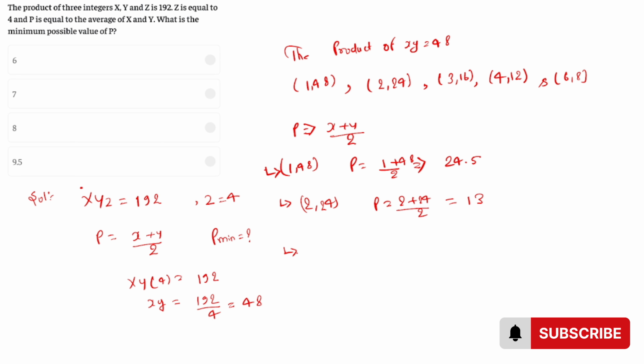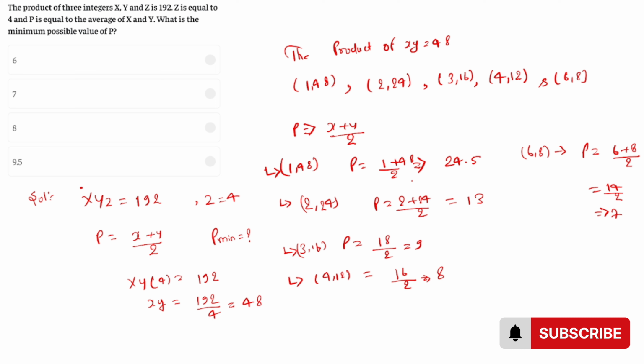Check for 3 and 16. P is 3 plus 16, which is 19 divided by 2, is 9.5. Check for 4 and 12. 4 plus 12 is 16, divided by 2 is 8. And check for 6 and 8. So P is 6 plus 8 divided by 2, is 14 divided by 2, equal to 7.